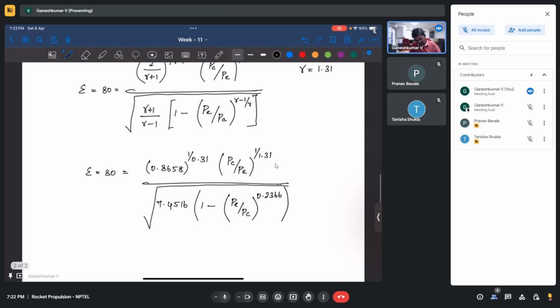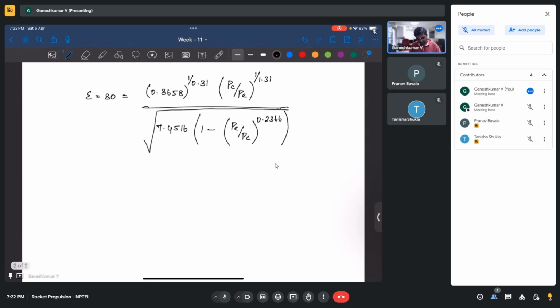So if you simply substitute, this is what you will get. And the problem is you have a non-linearity here. If you consider Pc by Pe as the unknown, or Pe by Pc as the unknown, it is coming in both numerator and denominator. It's a non-linear equation. You cannot directly find it by simplifying this relation. So what you can do is use a scientific calculator, for which you need a further simplification, or you can simply use software tools like MATLAB or something.